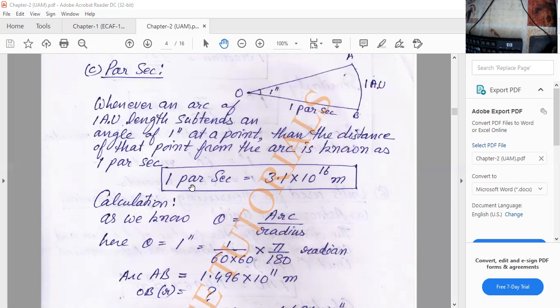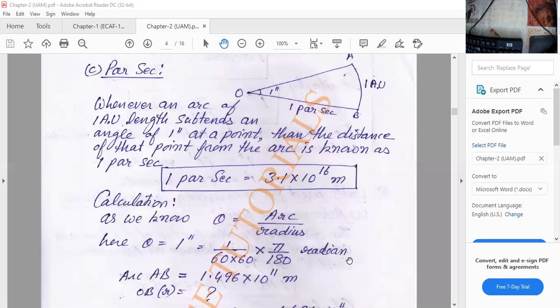As we know, the formula theta is equal to arc upon radius. Now here theta is 1 second. So 1 second is to be converted into radians. How will we convert? First we convert 1 second into a minute by dividing by 60, then into degrees by dividing by 60 again, and then multiply by pi by 180 to convert degree into radian. So this is the value of 1 second in radian.